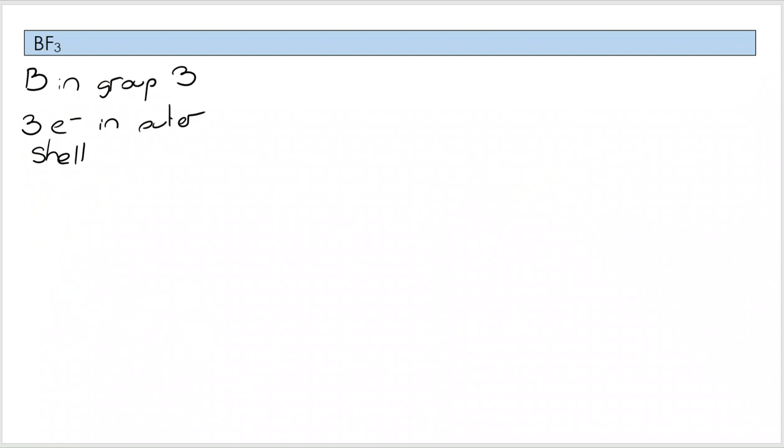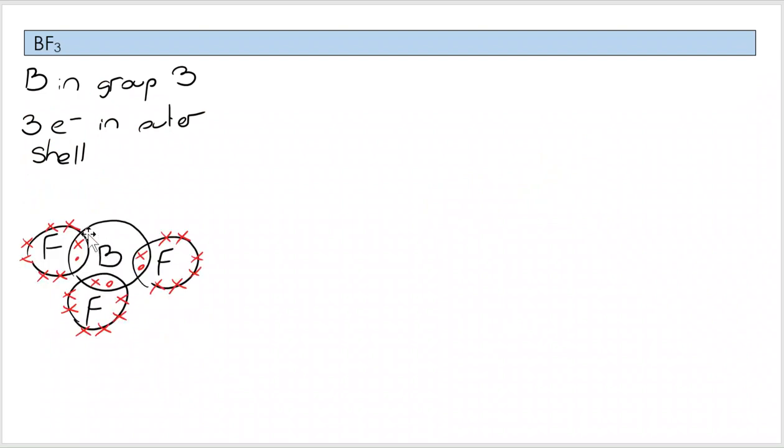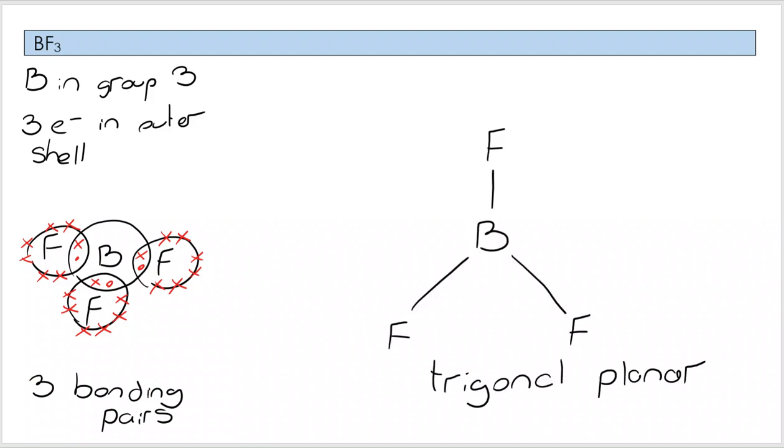So boron is in group 3. It's got 3 electrons in its outer shell. And when I then draw out my dot cross structure, my boron has got 1, 2, 3 bonding pairs. So my 3 bonding pairs takes me back to the table that it's trigonal planar. And if it's trigonal planar, I draw it in the way that I showed it in the table, and I know the bond angle is 120.